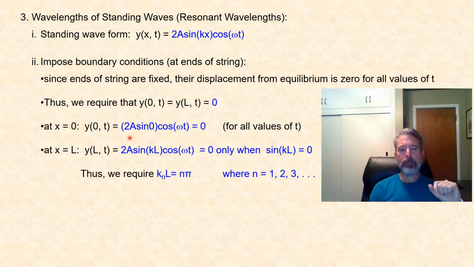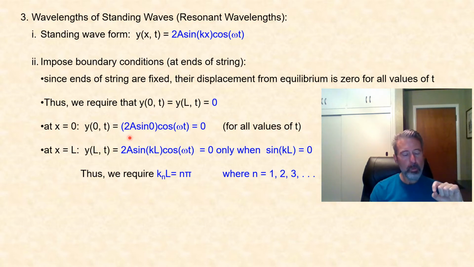We thus require then, remember k is what we call the wave number, and there's going to be more than one possible value for k, so we will use a little subscript n to represent the different possible values. So sine kL will be 0 when kL is equal to a multiple of pi. You know that the sine of pi is 0, the sine of 2 pi, the sine of 3 pi, sine of 4 pi, and so on. So when we say that k times L is equal to some integral multiple of pi, that satisfies the boundary condition.